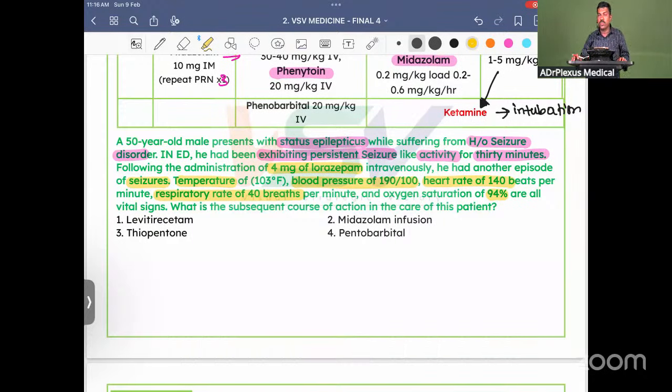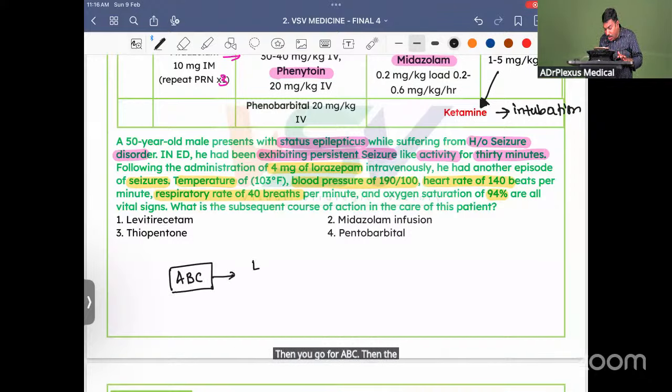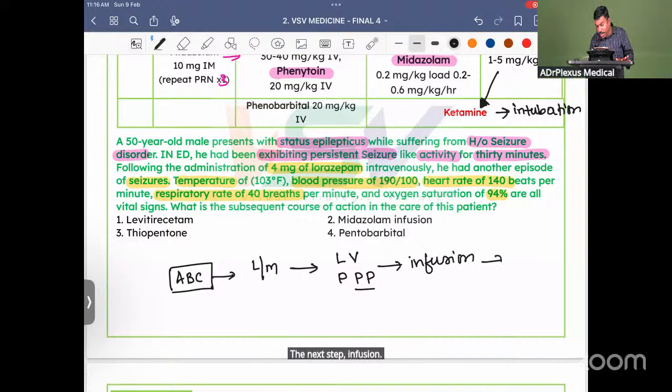What will you do? Okay. So whenever they are asking the first step, then you go for ABC. Then the second step, lorazepam or midazolam. Third step, levetiracetam, valproate, phenytoin, fosphenytoin. The next step, infusion, then phenobarbital, then ketamine.